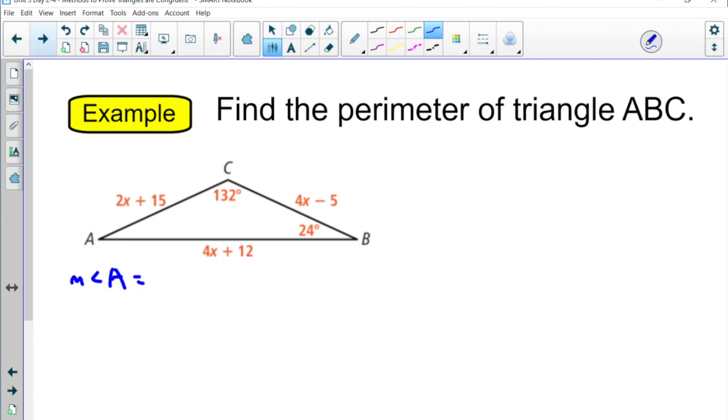So try this on your own. I'll give you about 15 to 20 seconds. See if you can figure out the measure of angle A. Remember what the angles add to.